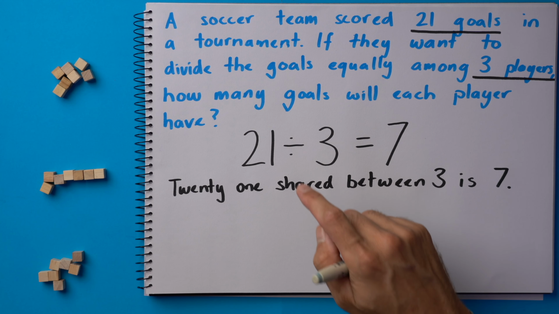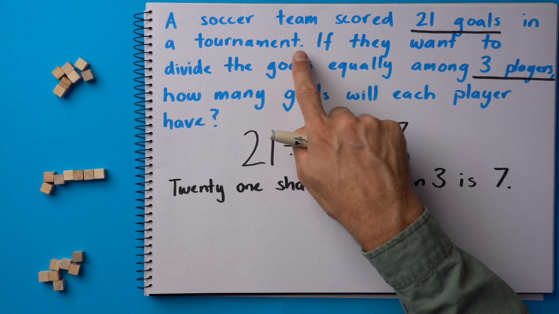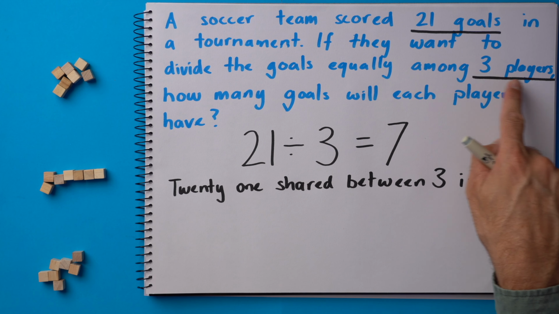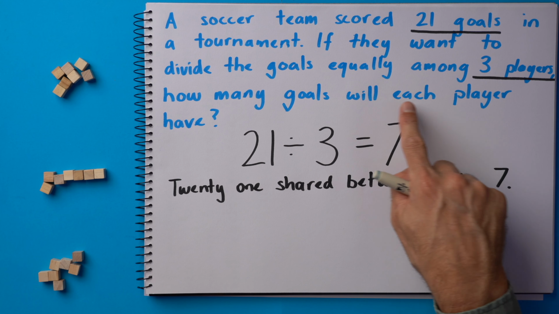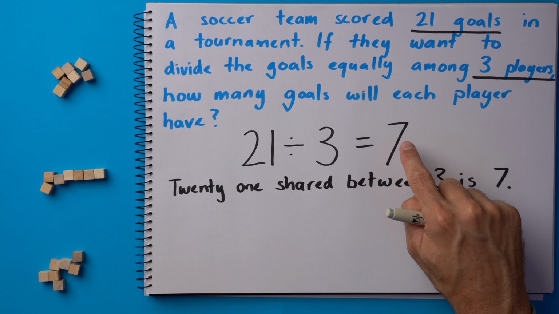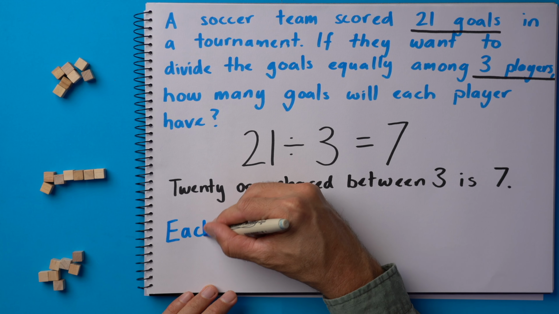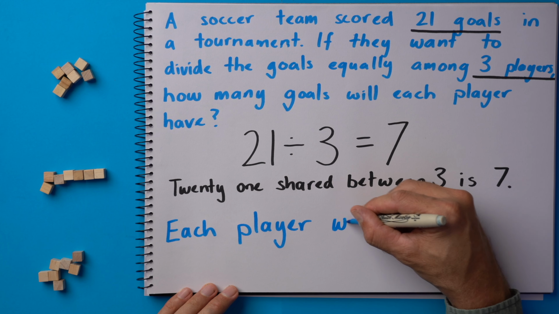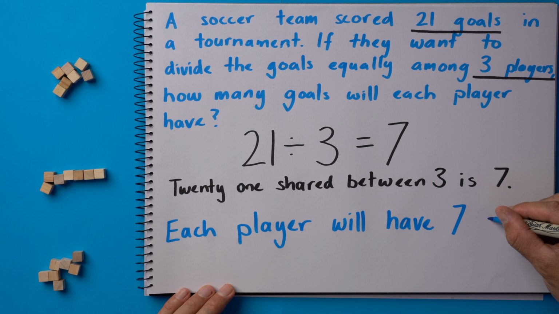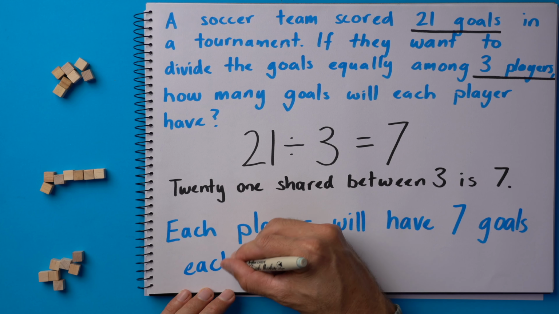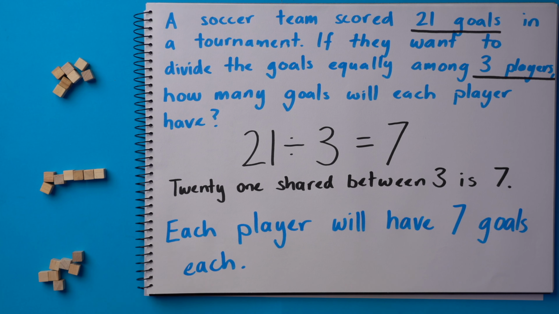Did that make sense? I started with the collection and then I shared them into the groups evenly and I worked out how many each group got. And since we were asked a question in the beginning, let's go back and answer that question. A soccer team scored 21 goals in a tournament. If they want to divide the goals equally among 3 players, how many goals will each player have? We now know it is 7. We could answer the question. Each player will have 7 goals each. And there's my final answer.